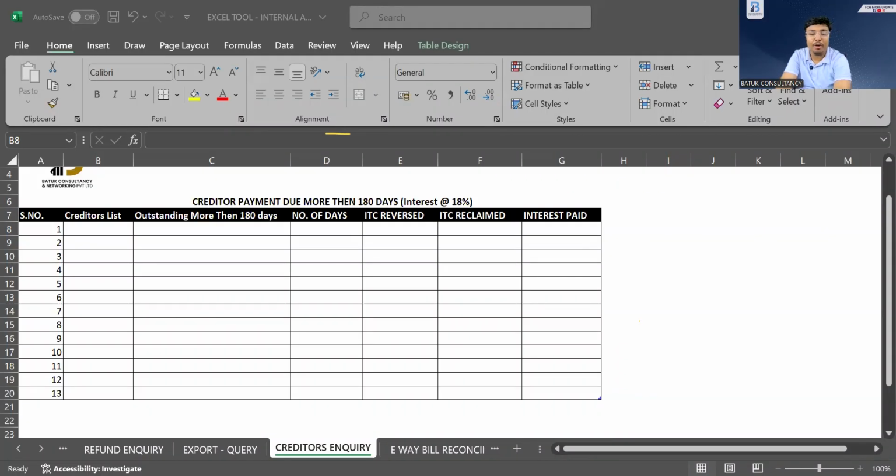Yes, sir, definitely. On account of capital goods, if you have not made the payment within 180 days, then yes, the interest reversal is required, because the Section 16 Sub-section 2 second proviso is not applicable only for your input service. This is applicable for your input service and input goods.